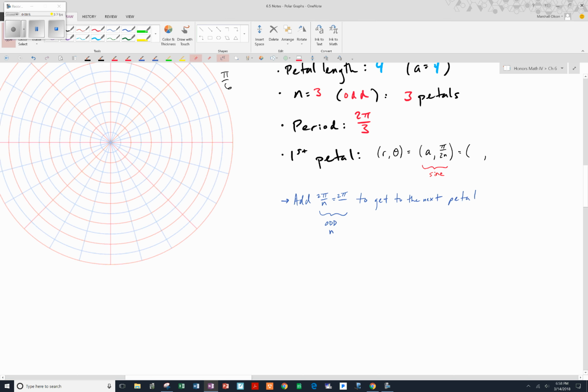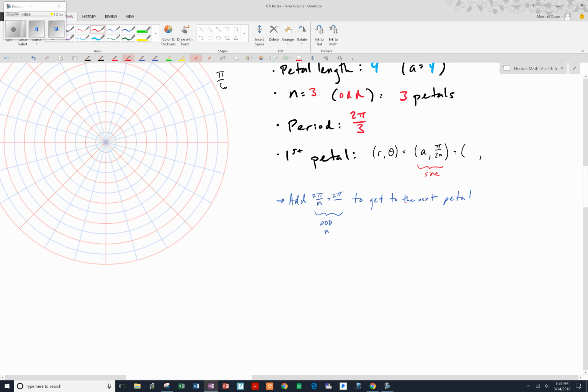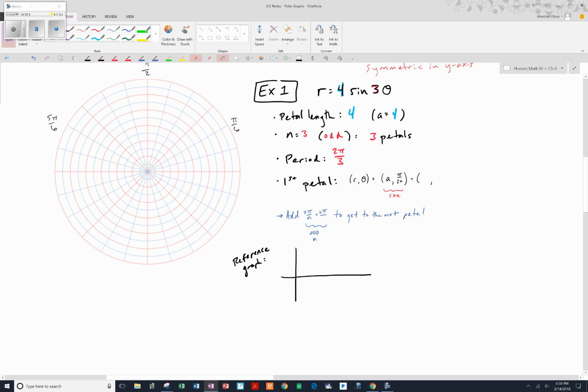But in order to graph this right now, instead of dealing with this first petal and what we had to do to get to the next petal, on this first graph, and maybe even another graph, we're going to make what I call a reference graph. This is our reference graph right here. Try to fit this in near your polar graph. We're just going to sketch the graph y equals 4 times the sine of 3x, or 3 theta.